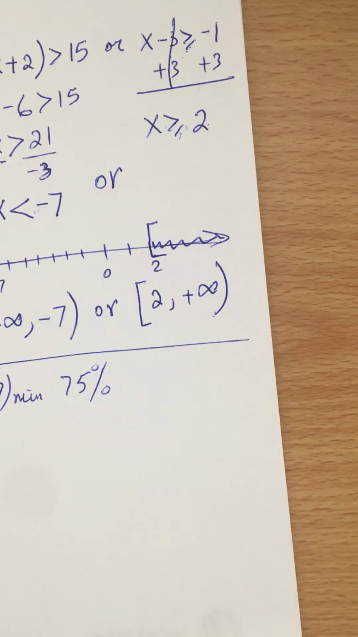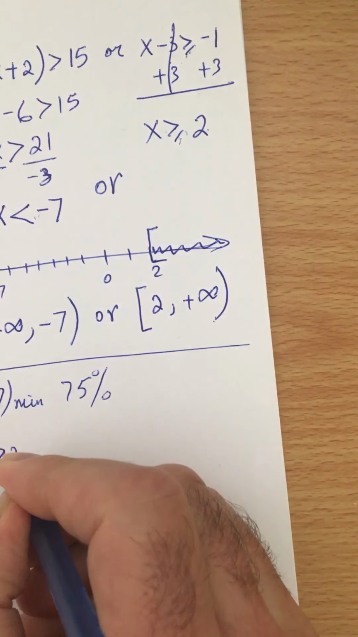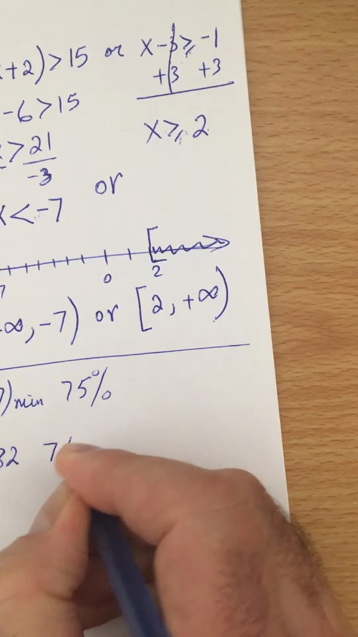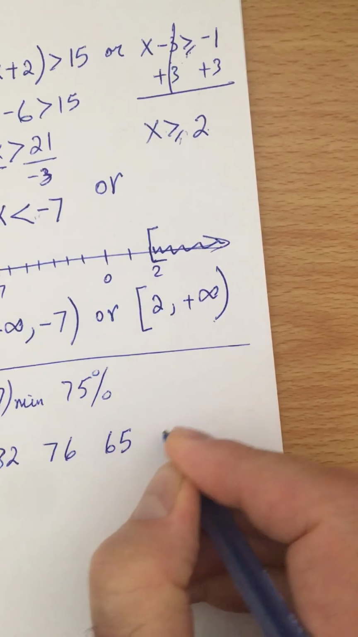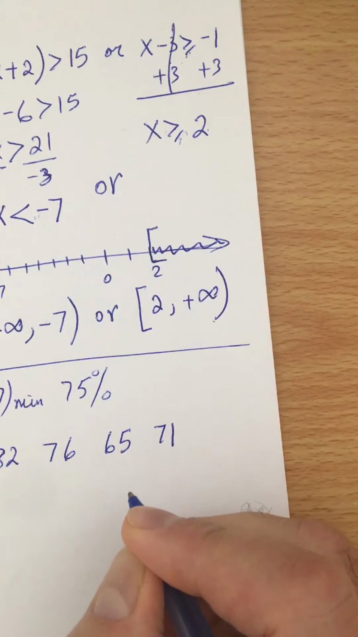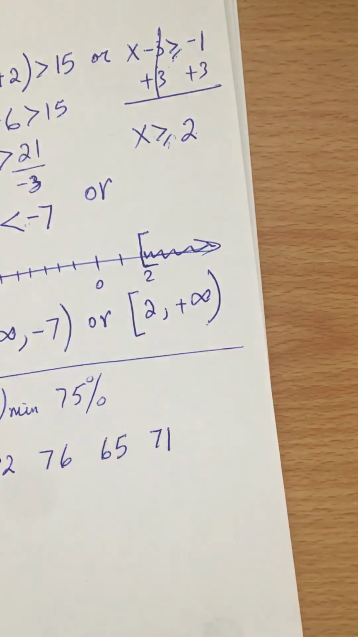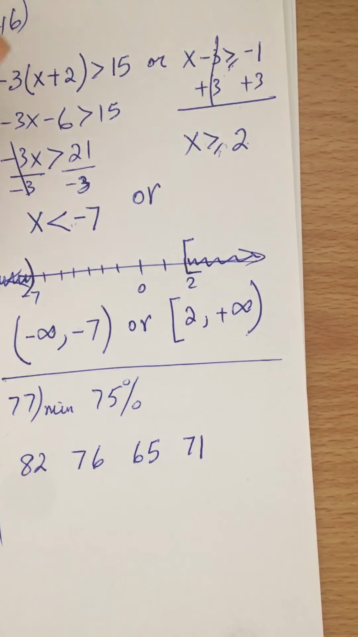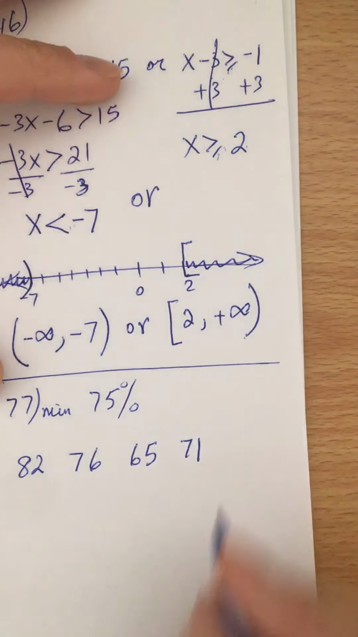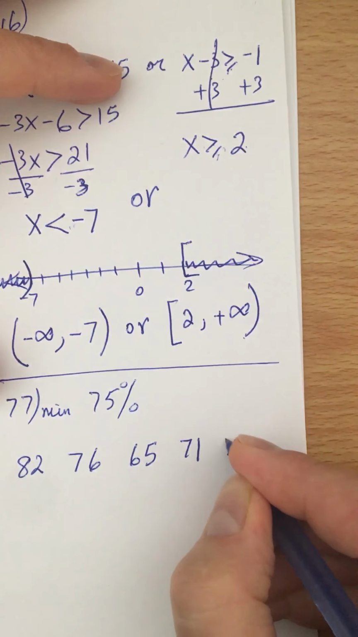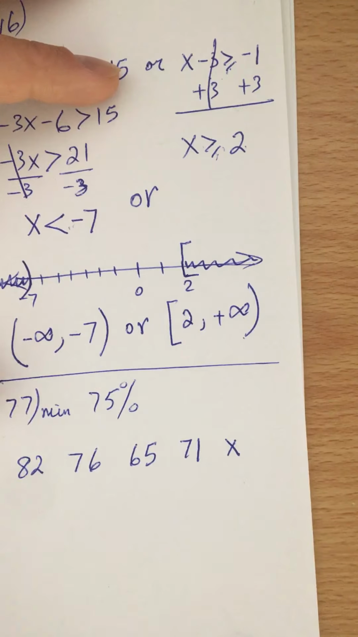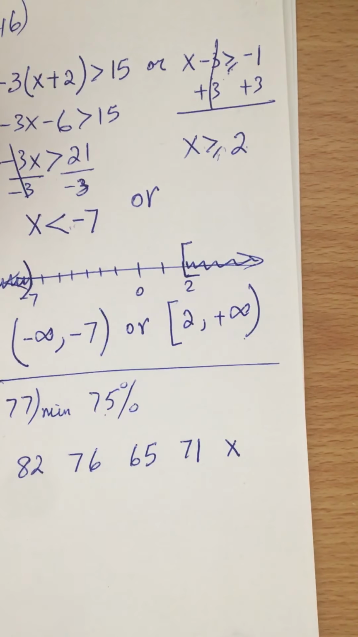So far, he has scored 82%, 76%, 65%, 71% on the first 4 exams. What scores are possible on his last exam that will enable him to keep his scholarship? So what should he get on his last exam in order to maintain the scholarship? I don't know what he's going to get on the last exam, so I'm going to put an x. Now, 75% is the average, is the minimum.